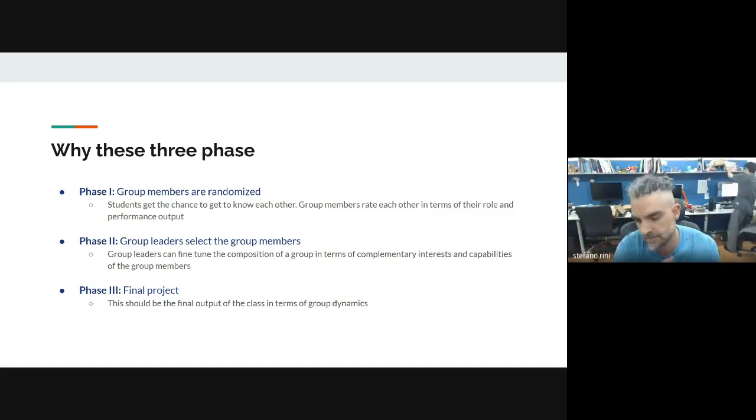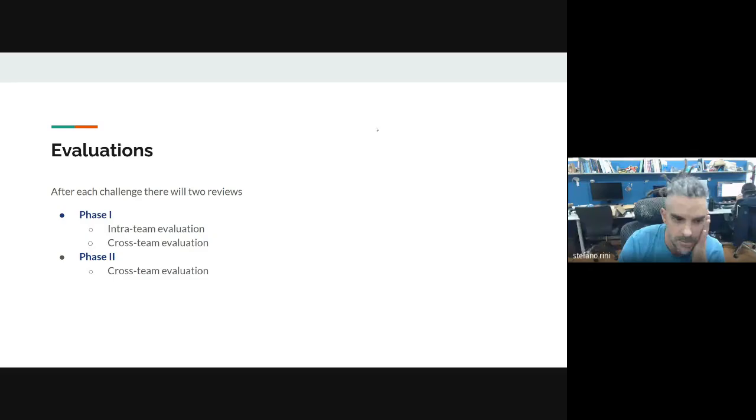And then phase three is the final output. It's to demonstrate to yourself that you can not only work together on a challenge given to you by the professor, but if you have to be creative with this team, then you can also do that. Very good.